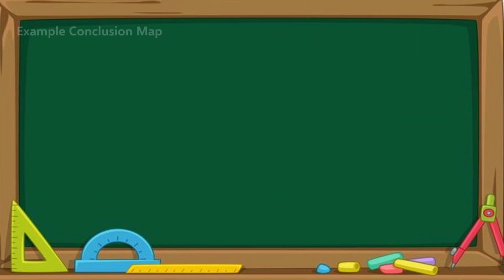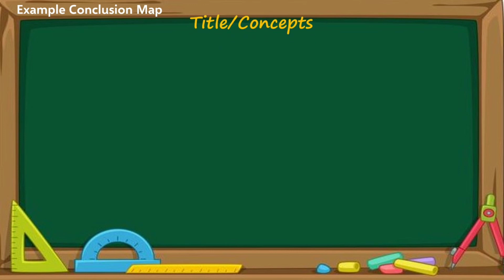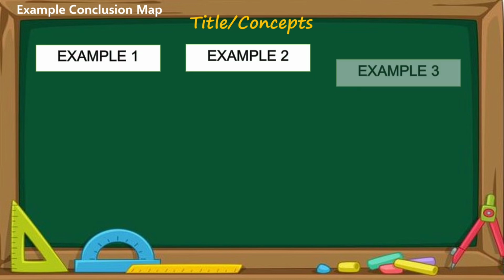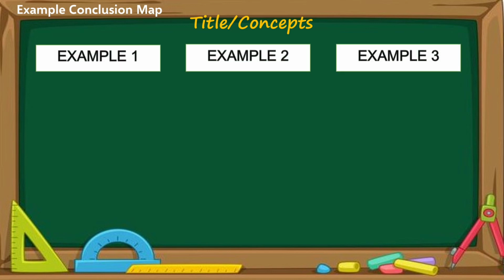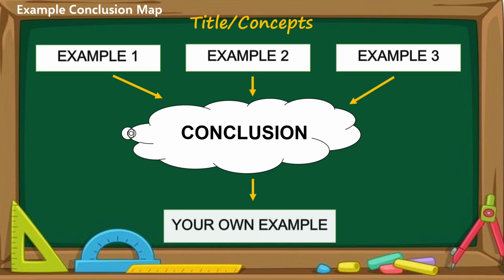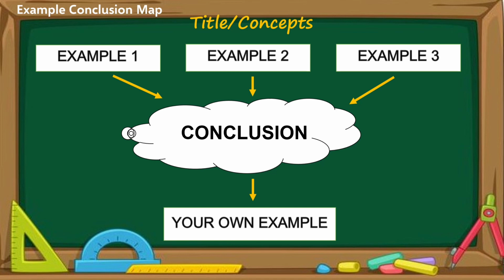To illustrate the example conclusion map, from the upper portion you have the title or the concepts to be discussed. Then, you will provide 3 examples. From these examples, the students can produce a conclusion, and then later on, they can give their own example.